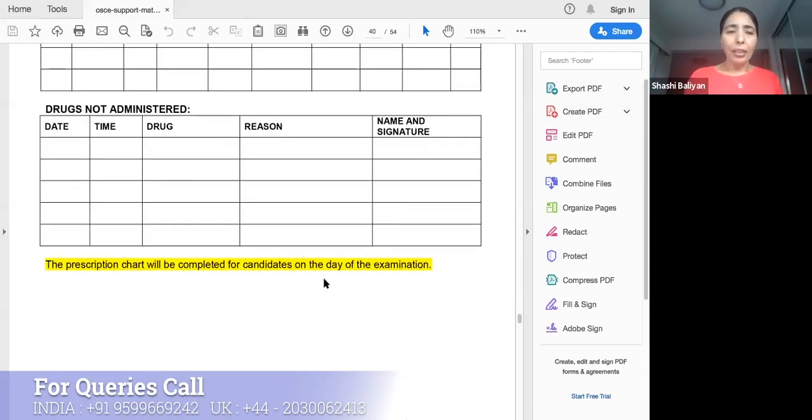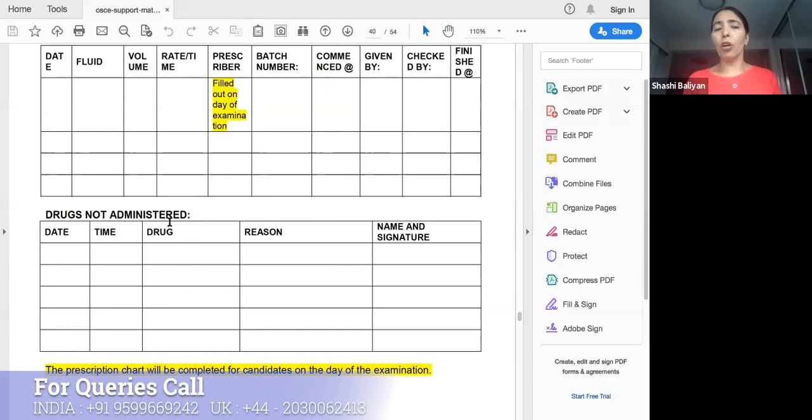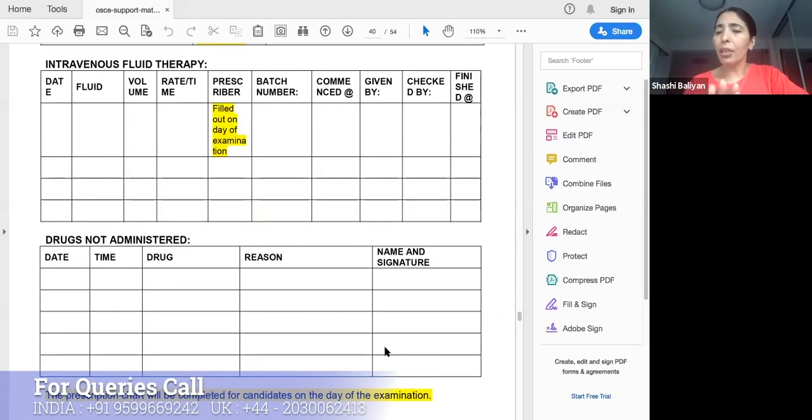So this is where your drug not administered section is. If there is any drug which you have not administered, this is where you write the reason and the details of that. As I was saying, if I have not given paracetamol because the patient was not in the ward, I'm going to write the date, time, the drug which was not given, and the detailed reason that the patient was not in the ward. And then I'm going to write my name and sign. So this is basically the drug chart, and it always comes in the same pattern.